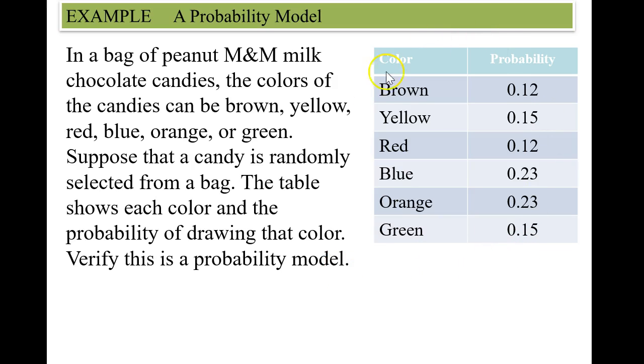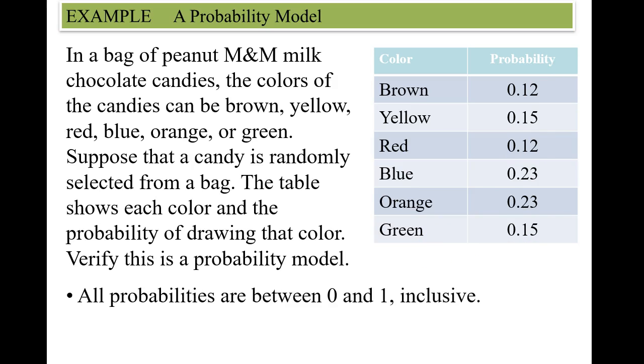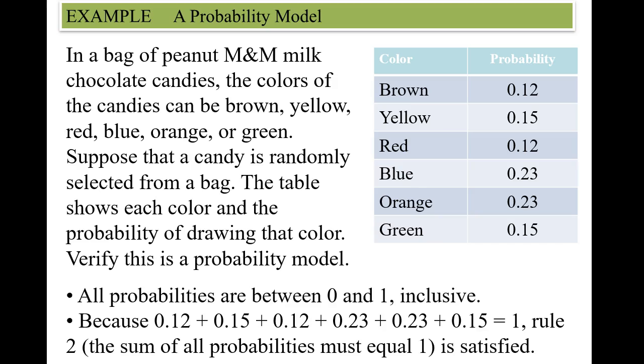So if this is a true probability model, it must satisfy our two rules. The first rule being that each probability must be between 0 and 1, and that is satisfied by each and every one of these listed probabilities. There are no negative probabilities and there are no probabilities over 1. Okay. The second rule is that the sum of the probabilities must add up to 1, and that is true. So all probabilities are between 0 and 1 inclusive. And because if we add up all these probabilities they add up to 1, that means that this is a proper probability model to describe the color breakdown of M&M chocolate candies.